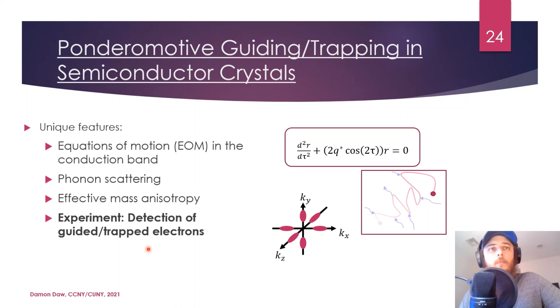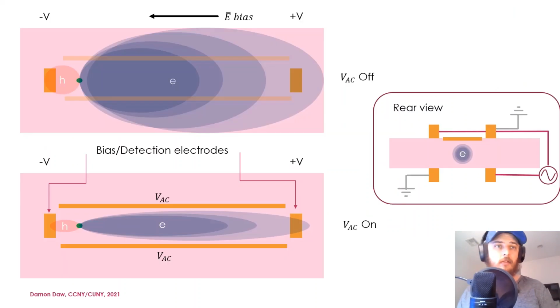So that brings us to experiments. We went over the semi-classical equation of motion. We talked about Brownian motion, we talked about phonon scattering and treating the carriers as Brownian particles. We talked about mass anisotropy. And so what are we going to do to try to see this in the lab?